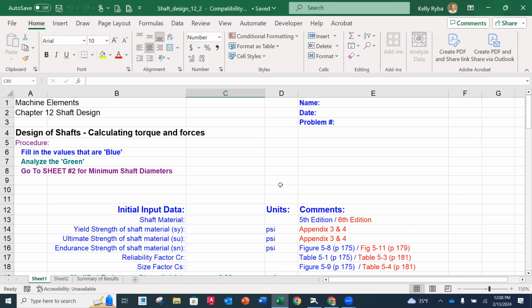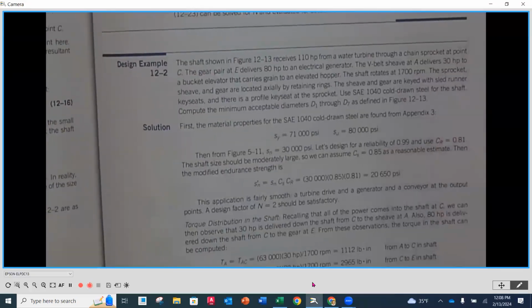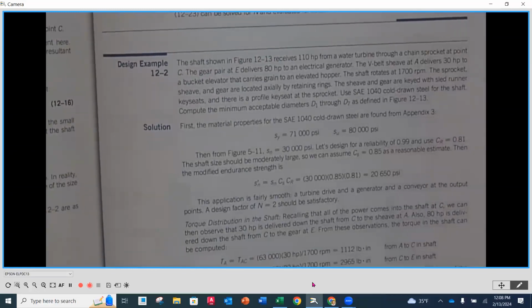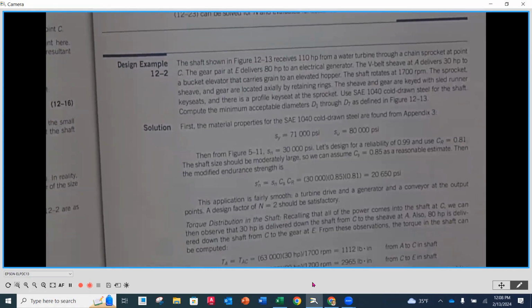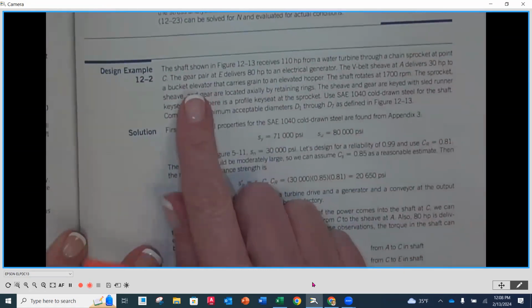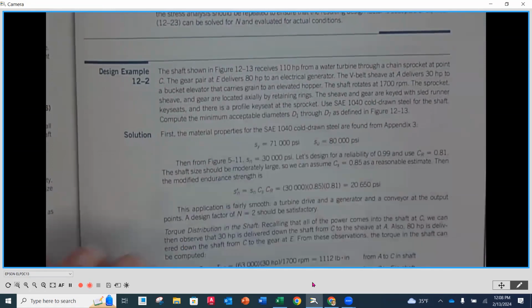So what we're going to do is look at our example first, and then we'll come back to our spreadsheet and start filling in where we can. I'm going to grab a highlighter out of my bag real quick so that we can identify some of the elements that are important. So first and foremost, let's look here. We've got a shaft in figure 12.13.